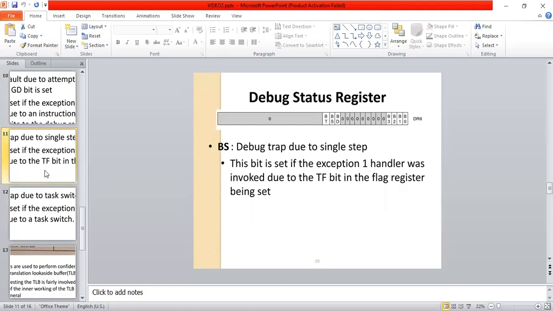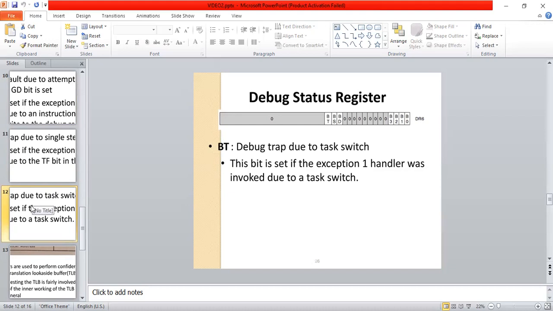A debug trap due to single step. This bit is set if the exception 1 handler was invoked due to the TF bit in the flag register being set. BT, debug trap due to the task switch. This bit is set if the exception 1 handler was invoked due to the task switch.